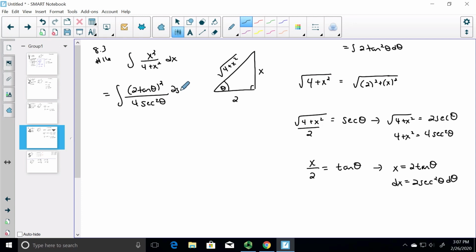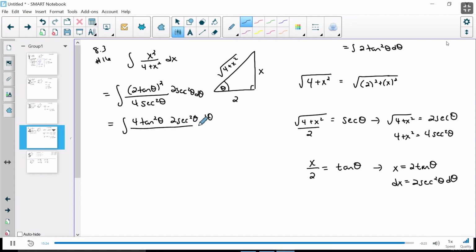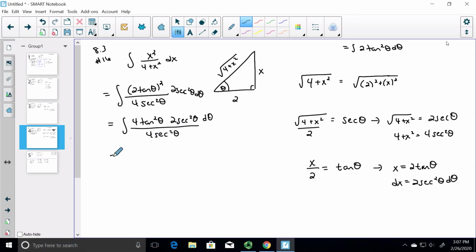Okay, and then for the dx, I did not leave myself enough room. So I square the 2, that becomes a 4. So 4's cancel, secant squareds cancel, 2 tangent squared, and then I'm back here to what I started. Okay, so that'll work as far as I can tell. That's going to work with any problem. I haven't seen one yet that it doesn't work for.